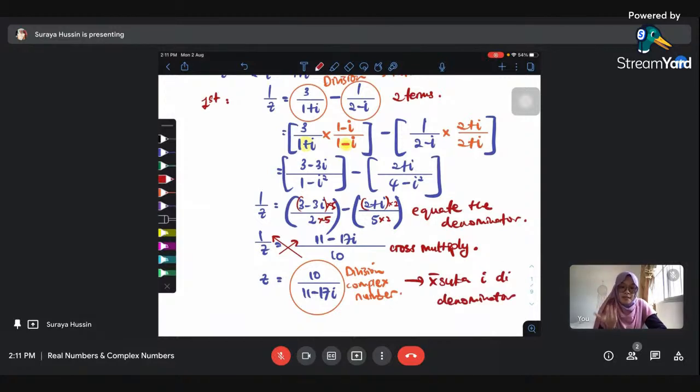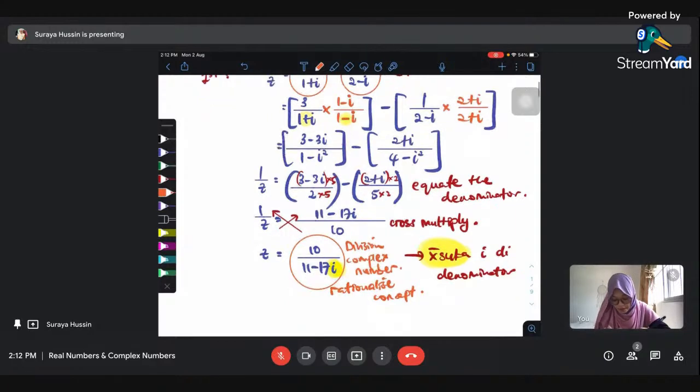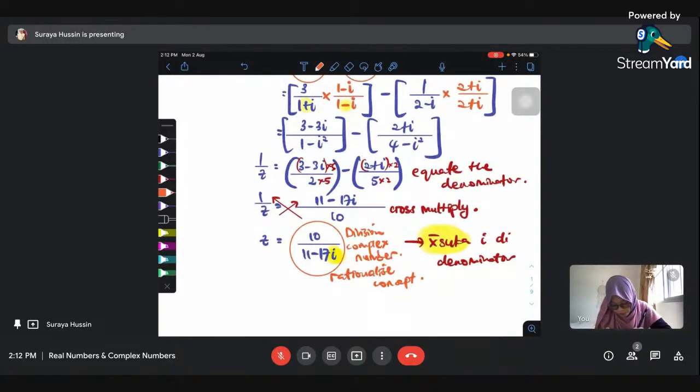So apakah fungsi rationalize ni sebenarnya adalah untuk menghilangkan i. We don't like i. Kita tak suka i di bawah. Jadi kita perlu rationalize. We have to use rationalized concept. Kamu kena ingat nama ni, rationalize ni, tolong hafal nama rationalize ni. Okay, and so you rationalize it.